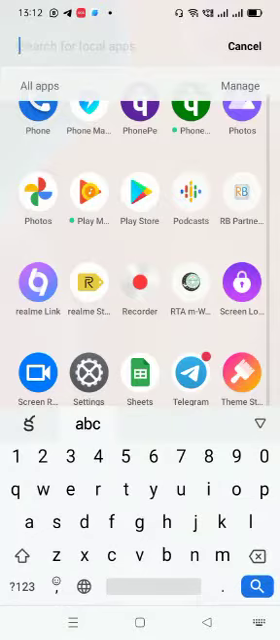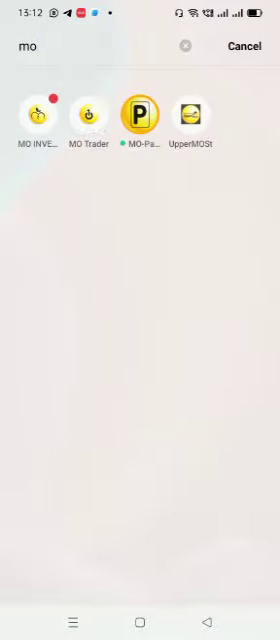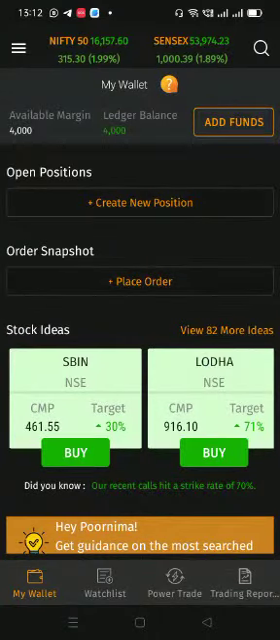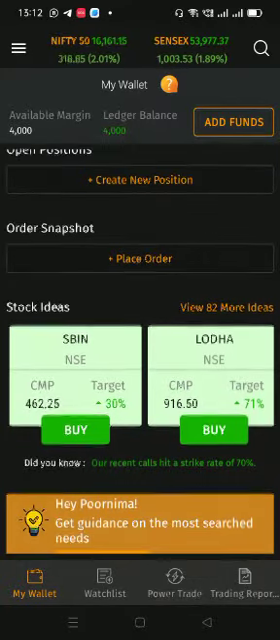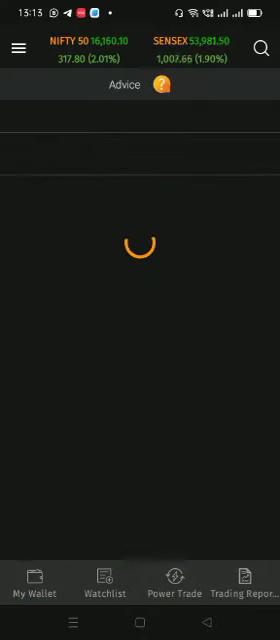Again we will open the MO Trader app, Motilal Oswal Trader app. Today we will click again on stock ideas. You can see in white color words like open positions, side, order snapshot, stock ideas. View 82 more ideas is there. Just click on that.